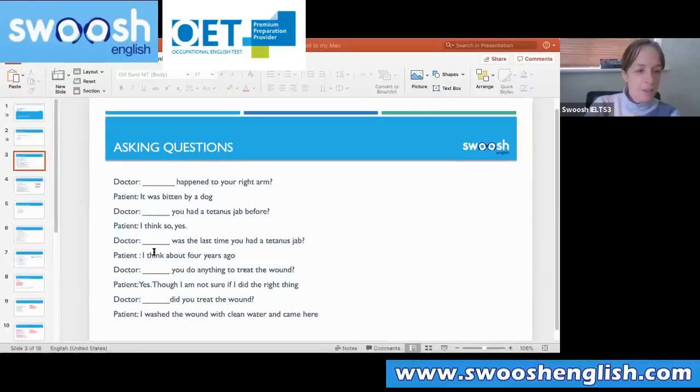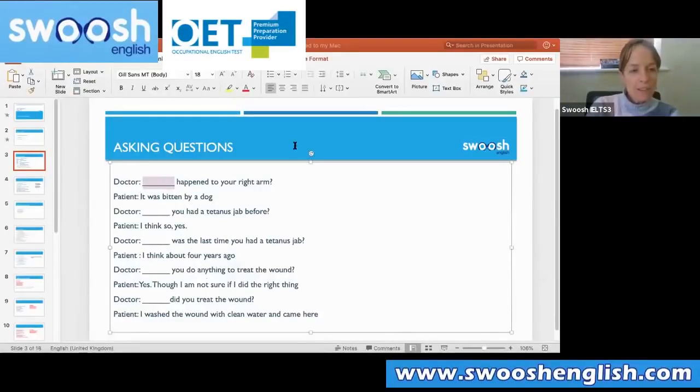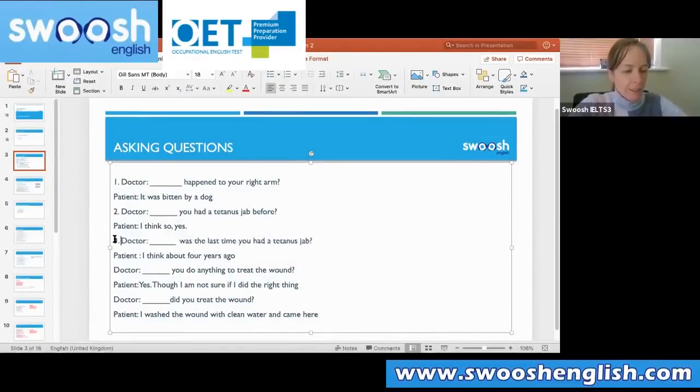And we have a conversation between a doctor and a patient. And you'll notice that some of the words are missing. Okay, so I want you to write down the words that are missing in the chat box. Okay, so you've got the numbers here. So what I'd like you to do is write the words in the chat box for each of the numbers. Okay, I'm going to give you a couple of minutes to do that.